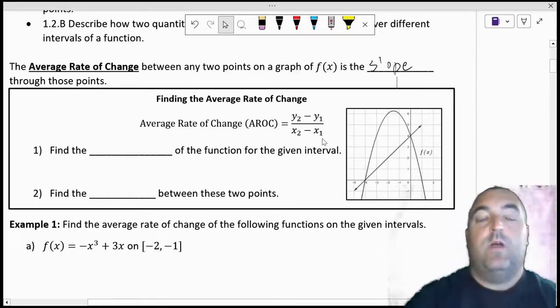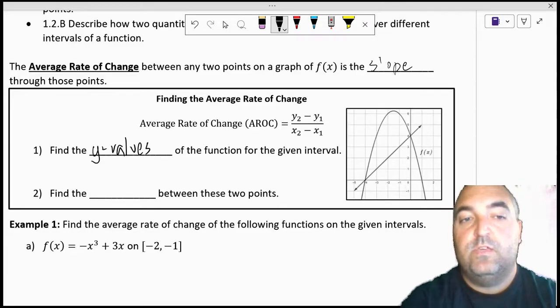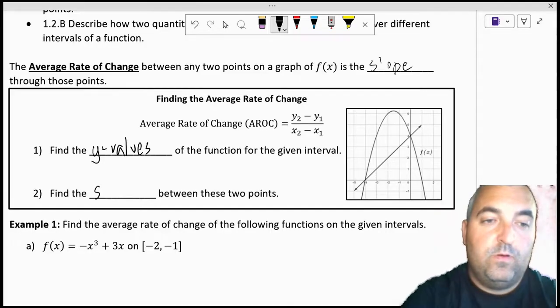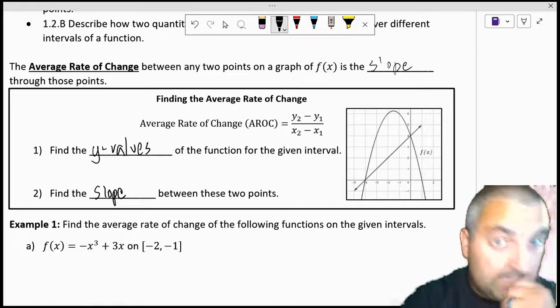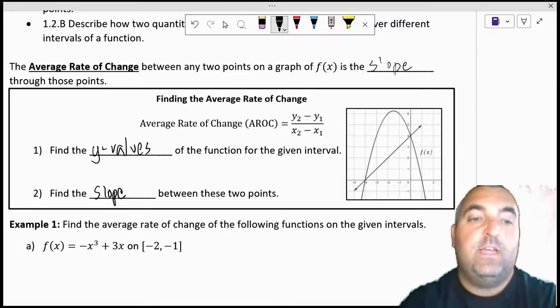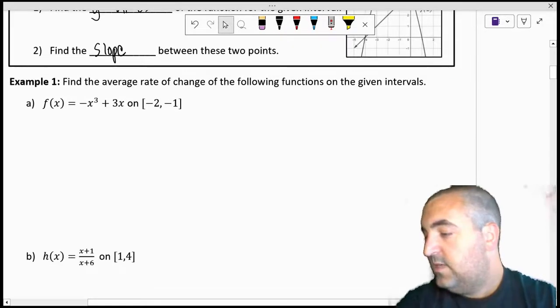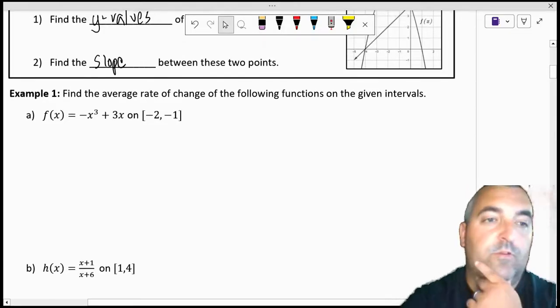So in general, there's two steps. The first step is find the y values, because in general, they will give you the two x values. You need to find the two y values of the outputs of the function, and then find the slope between those 2 points, and that right there is how you find average rate of change. So we're going to do a couple examples, and really actually just one example, because I think after one you'll have no problem with this.